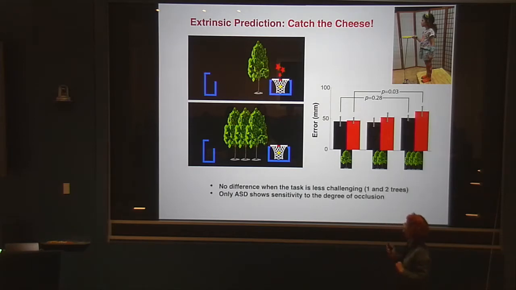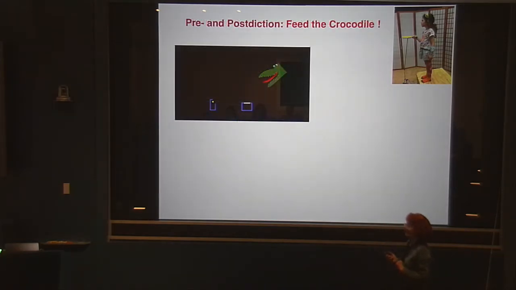One more. Post-diction. So the same paddle they hold is now used to bounce a ball into the crocodile's mouth. So they have to predict the ball as well as post-predict. They have to control the velocity of contact, the right release velocity to hit the crocodile's mouth, where 0 error is the tip of the tongue.